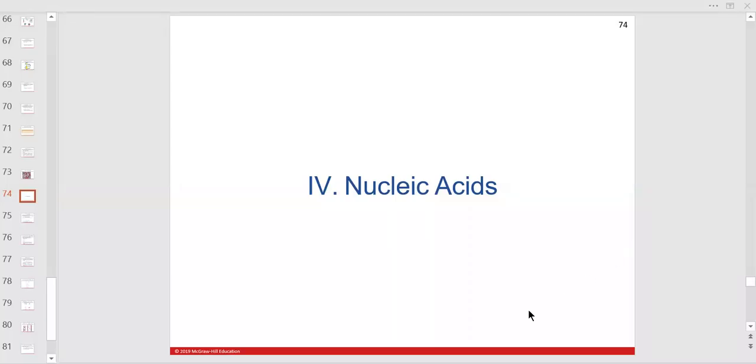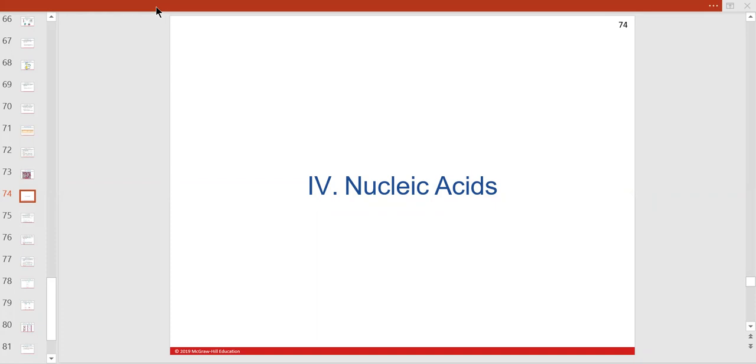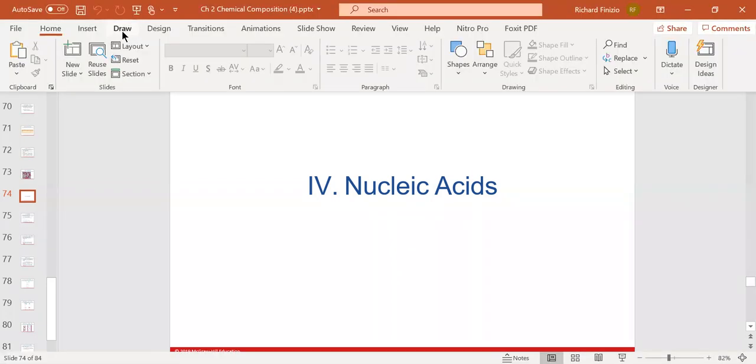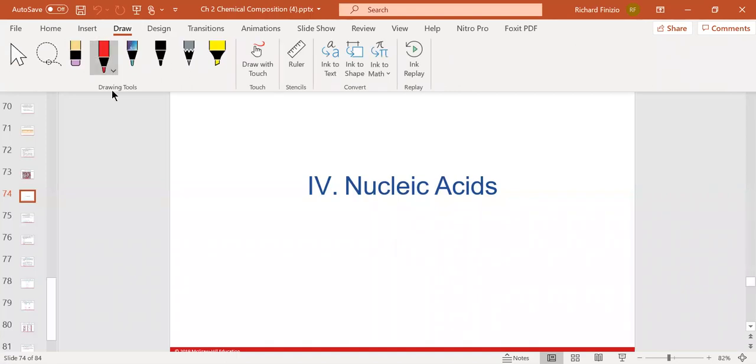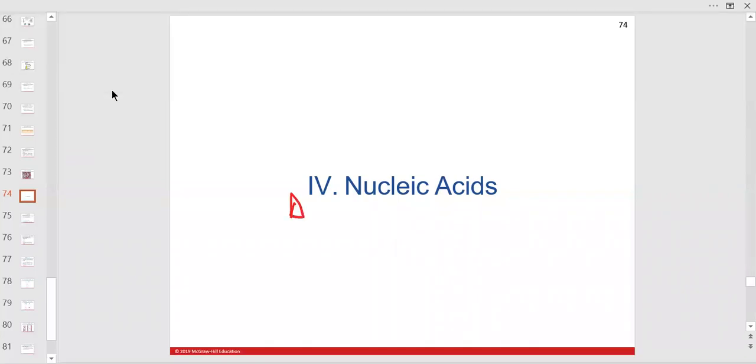Nucleic acids are one of the four basic macromolecules, right? So we have to break them down into smaller parts. We know that DNA, deoxyribonucleic acid, and then we have RNA, ribonucleic acid, and don't forget ATP. All of these have what are called a smaller breakdown, called nucleotides.